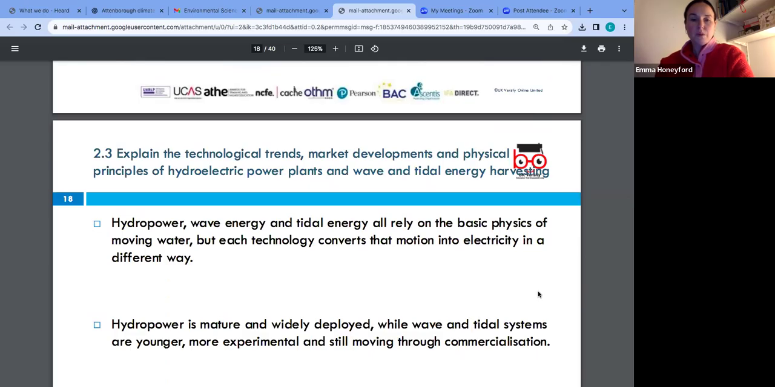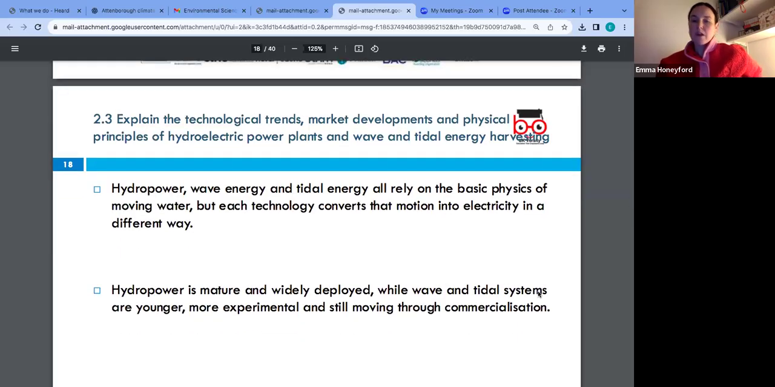So for 2.3, we're now going to look at hydroelectric power plants and wave and tidal energy harvesting. So again, we're going to look at the technological trends, market developments and physical principles. So hydropower, wave energy and tidal energy all rely on the basic physics of moving water, but each technology converts that motion into electricity in a very different way.